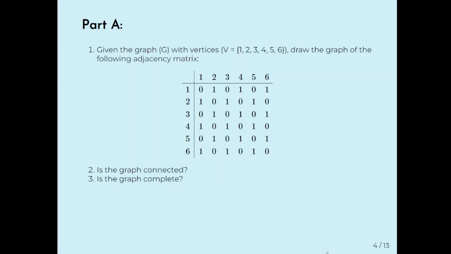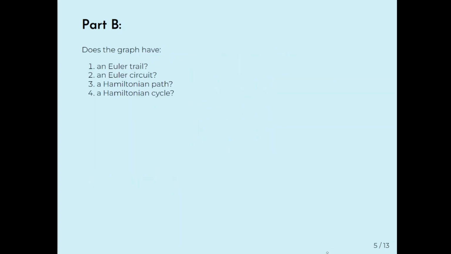So what you'll see here is that basically the vertices with even numbers are connected to all of the odd numbered vertices, and vice versa, all of the odd numbered vertices are connected to all the even numbered vertices. Okay, that's important. Is the graph connected? Is the graph complete? Well, we'll come to that shortly.